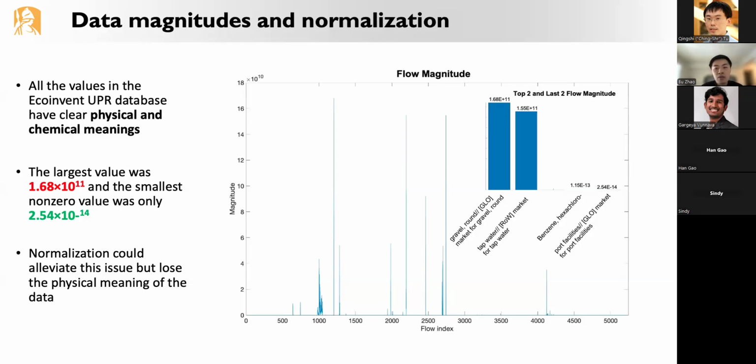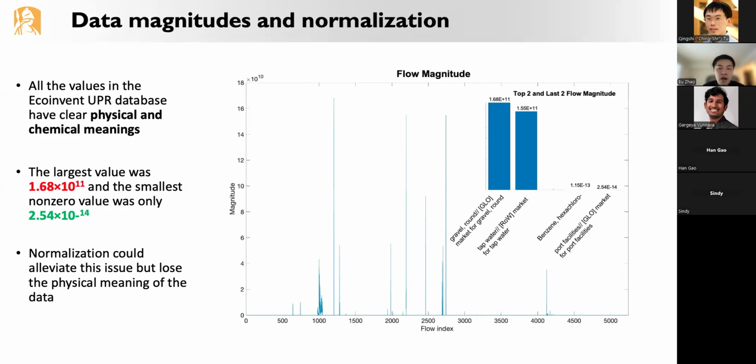Additionally, this process could also eliminate the effects of different unit selection during the distance calculation. For example, in our UPR data set, for a single process, if the units change from kilogram to gram, the value will change, but the physical meaning actually will not change. So by using normalization, we can eliminate the effect of varying unit selection.